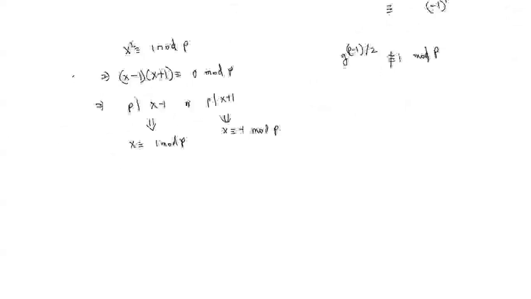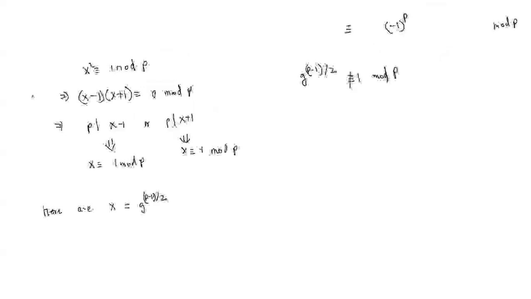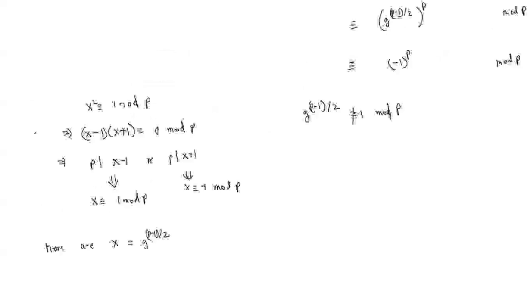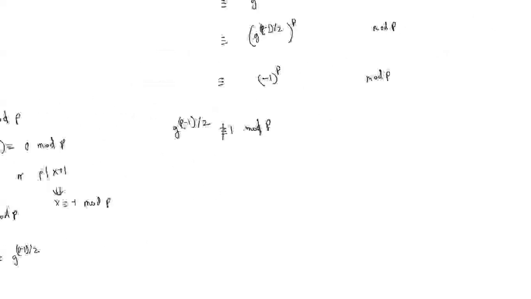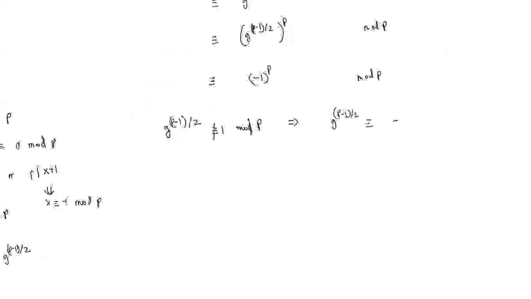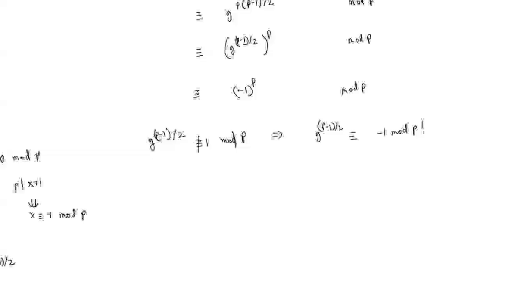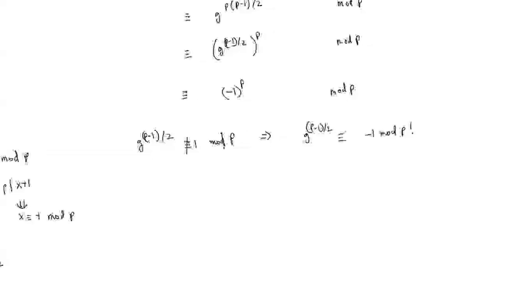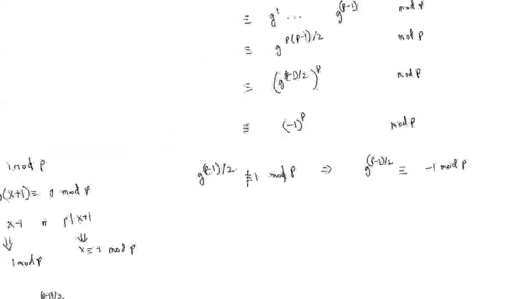Here, x is equal to g to the power (p minus 1) by 2, and x square is 1 mod p. Now, x cannot be 1 mod p because g is a primitive root. So that implies that x is minus 1 mod p. So g to the power (p minus 1) by 2 is congruent to minus 1 mod p. Not p factorial, that was just an explanation.